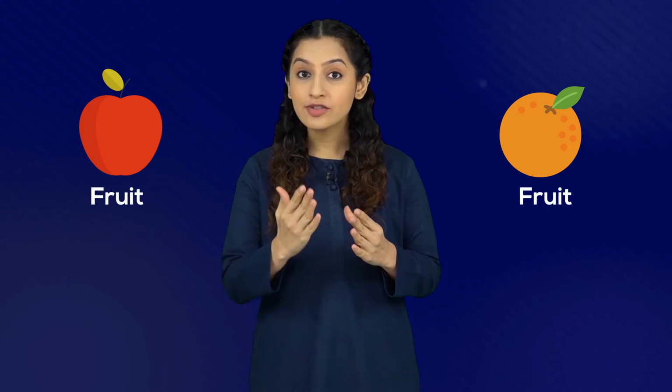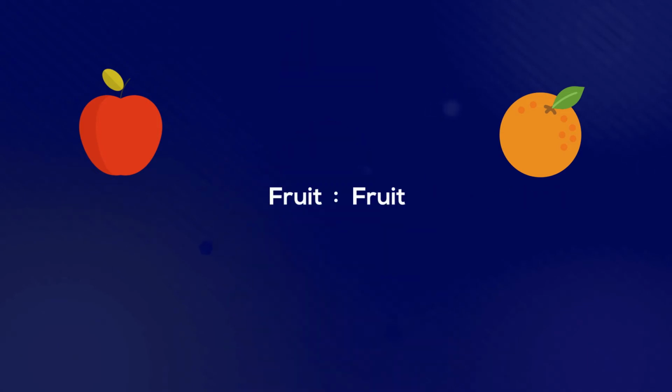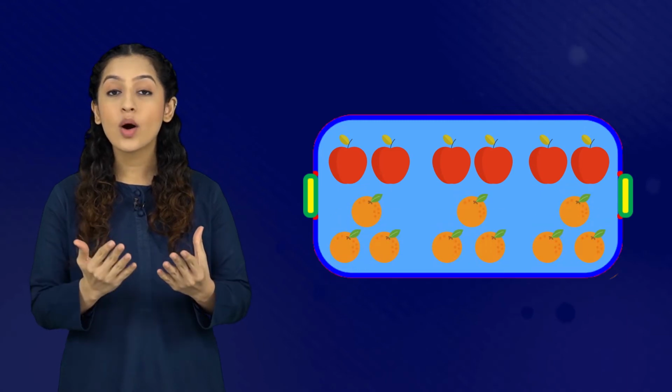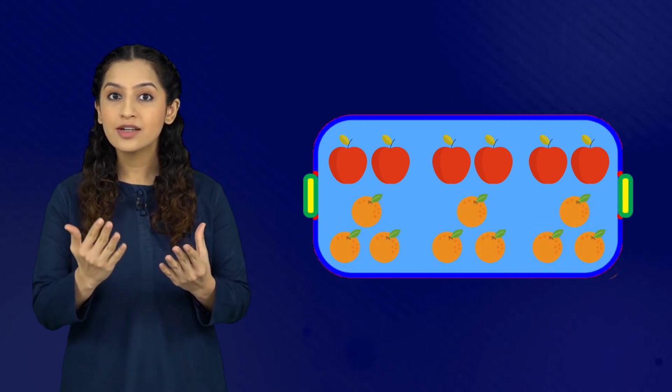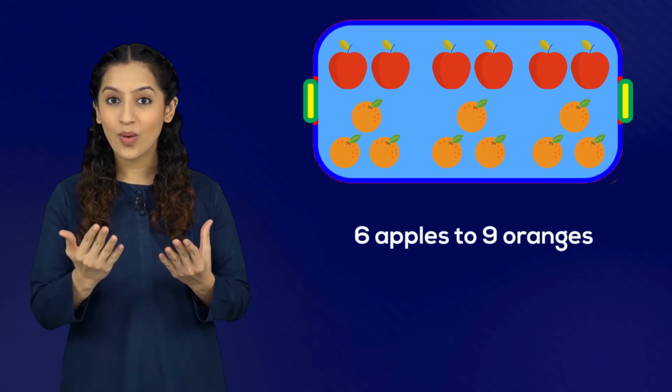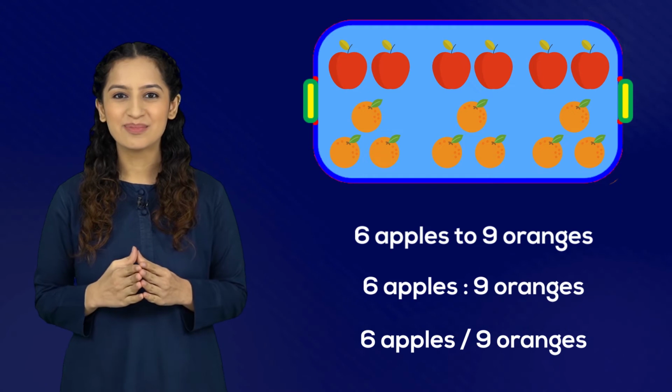Okay, enough about chocolates. How about something healthier? Maybe apples and oranges? Could they be compared? Well, since they're both fruits and ratio is a comparison between the same kind of quantities, yes. So, if we have a fruit basket with 6 apples and 9 oranges, then according to what we have learned so far, the ratio of apples to oranges can either be written like this, or even this.